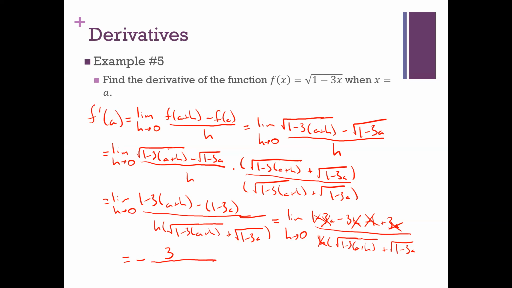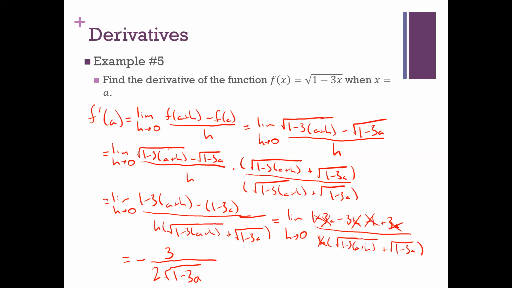So let's talk about what's going to happen here. As h goes to 0, what's going to happen with this thing here? It's just radical 1 minus 3a. So it's the same as the other one, right? So because of that, it's just 2 times the radical of 1 minus 3a. So any question about how we got there?